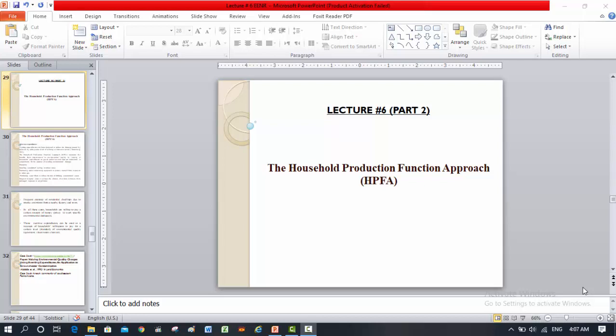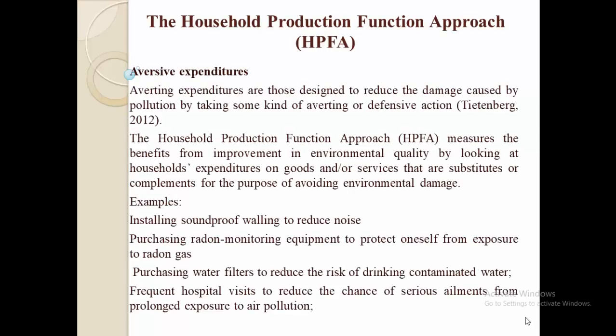I'm Dr. Jagresh Khan. In this part of the lecture, we will discuss the second method, the household production function approach, to value the environmental services. In this approach, we will first discuss the averting expenditures.